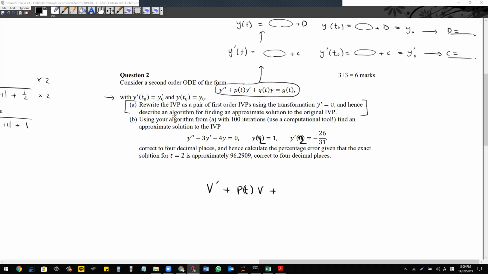So it's talking about an algorithm, okay. Use the algorithm from A with 100 iterations. So they only want us to do 100. Find an approximate solution to this initial value problem involving this 2 here and this here, correct to 4 decimal places, and hence calculate the percentage error given that the exact solution for this is approximately this, okay.